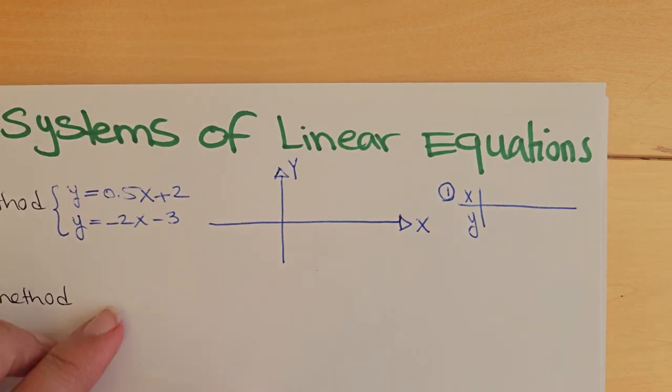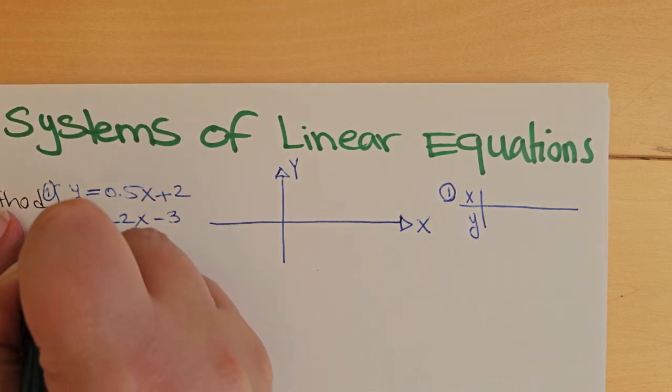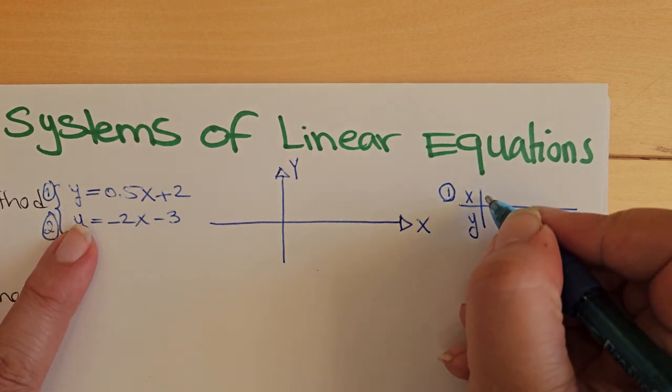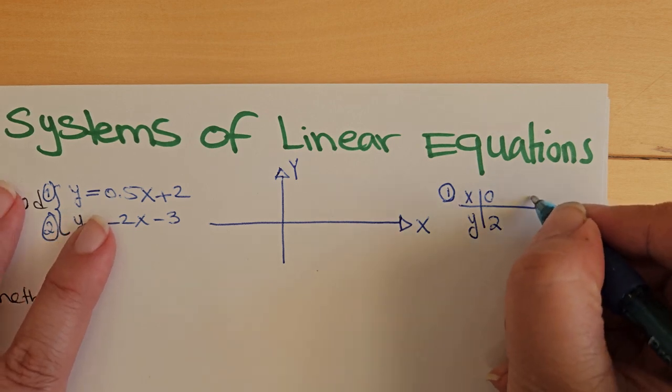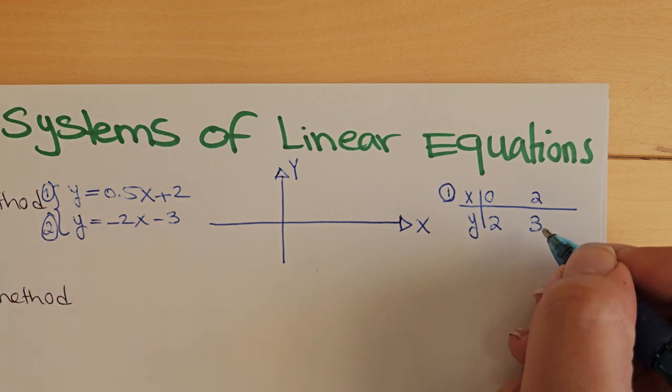Okay, let's start with line number 1. I call this one line number 1. I call this one line number 2. So in the first one, I give x as 0. The y would be 2. The second one, I get x as 2. So that would be, y would be 3.